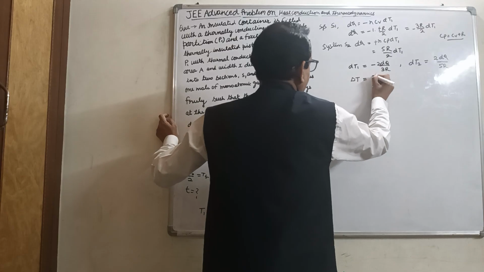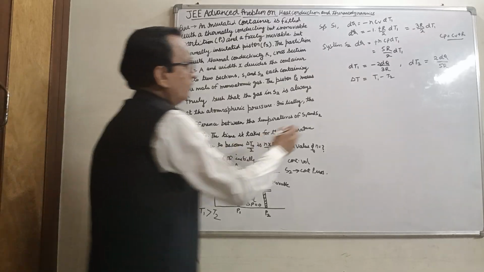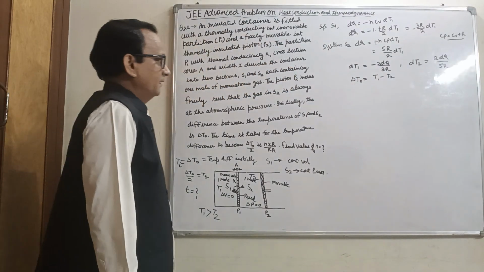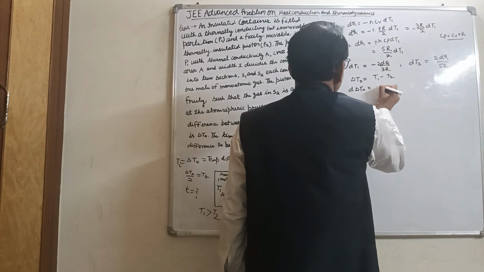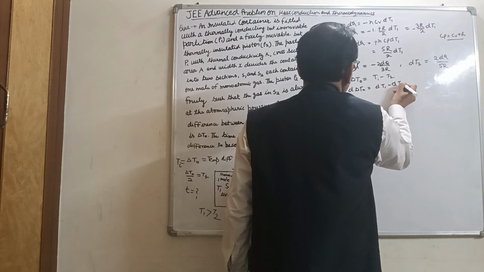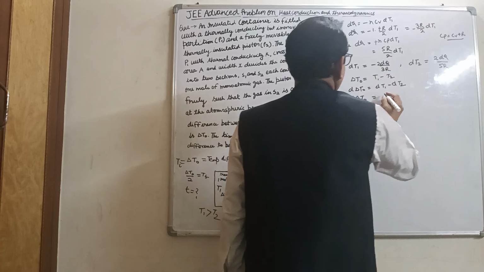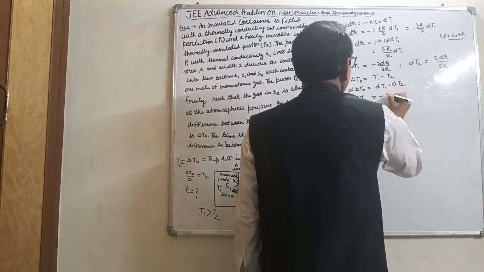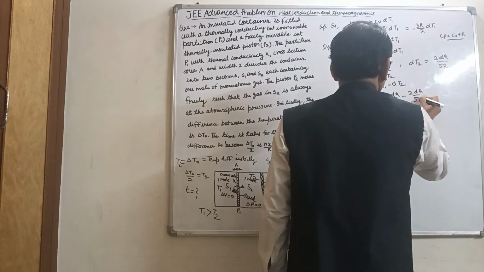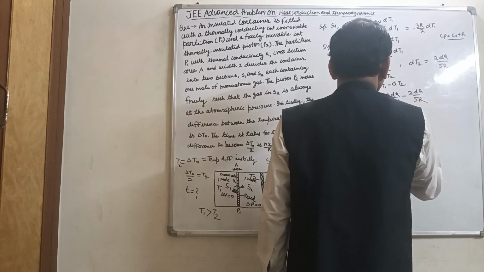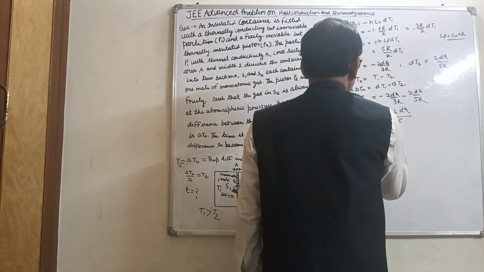delta T is equal to T1 minus T2. This is the temperature difference, delta T or delta T naught, say delta T naught. So this is T1 minus T2. So we write here d delta T naught would be dT1 minus dT2. So d delta T naught would be minus 2 dq by 3r minus dq by 5r, and this would be minus 16 dq by 15r.